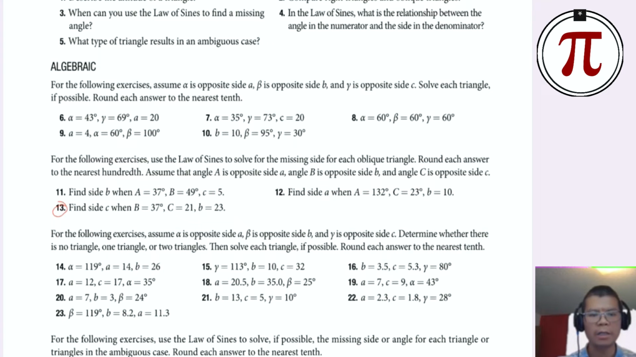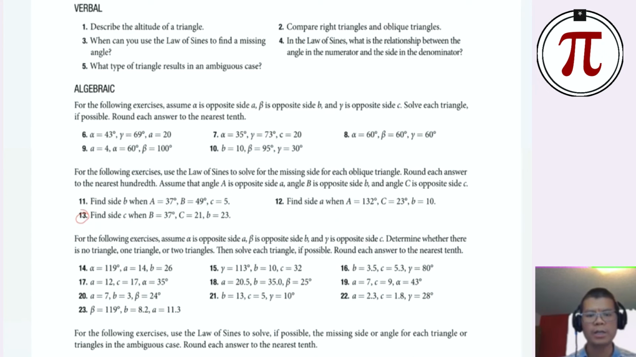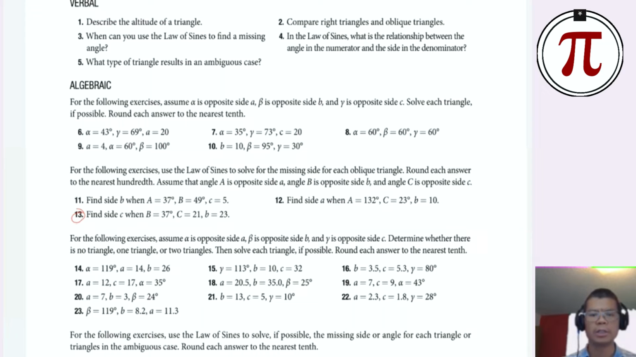We have to use the law of sines to solve for the missing side of each oblique triangle, right? These angles are using capital letters, but it's the same. All right. Find side C when B is, like a beta, 37. C is this one, and B is 23, right? 23.